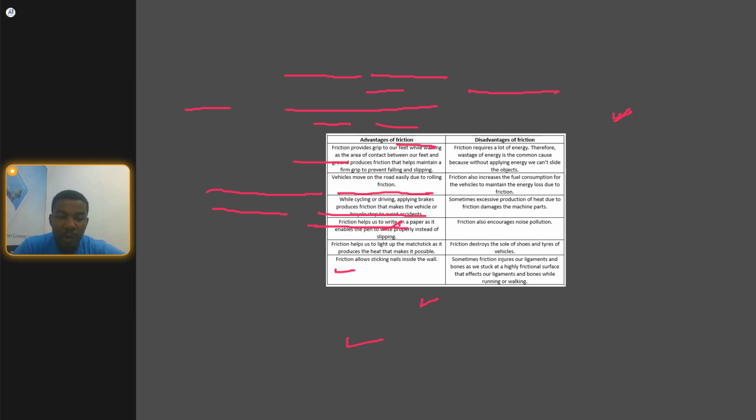It actually leads to wastage of energy. Now look at the first diagram I showed you where a man was trying to push a car. Do you know the kind of energy the man would have exhausted? So it allows the wastage of energy. Friction requires a lot of energy for it to take place. So it leads to what?